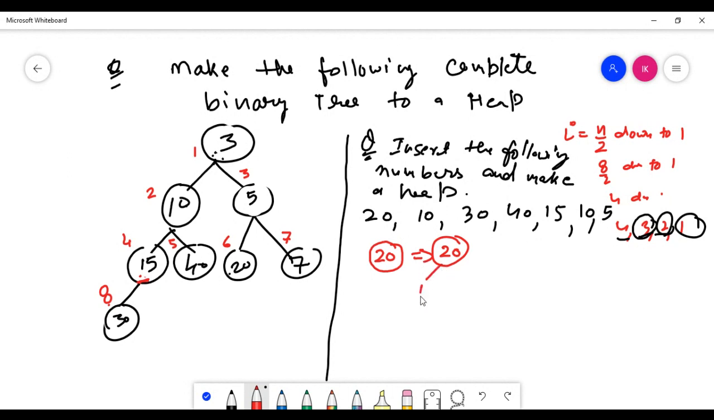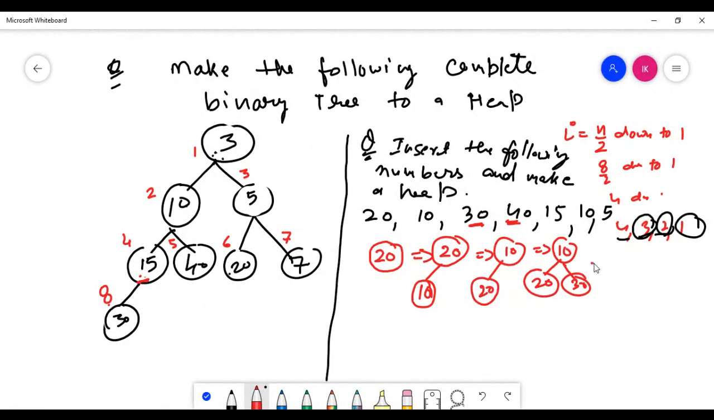Next is 10, on the left, because we have to make a complete binary tree. When I make 10 here, it is a problem, because this should be smaller. So what do I do? 10 will go up and 20 will come down. Now this is fine, no problem. Okay. Next, 30, it must go on the right, because we have to make a complete binary tree. No problem. This is also a heap.